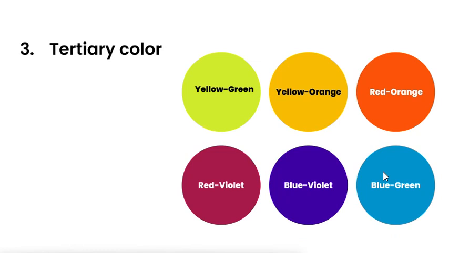And the third one, which is the tertiary color, we have six of it. That's yellow green, yellow orange, red orange, red violet, blue violet and blue green. They are formed by mixing a primary with a secondary. It's just the mixture of the first type of color and the secondary, which are the primary and secondary. That's what makes up the tertiary color.